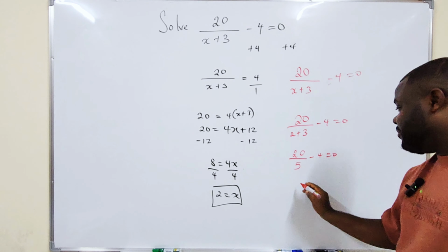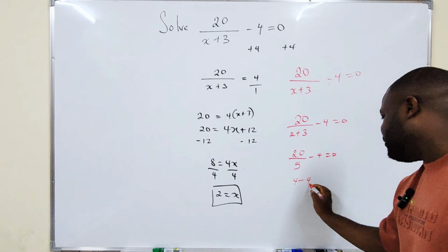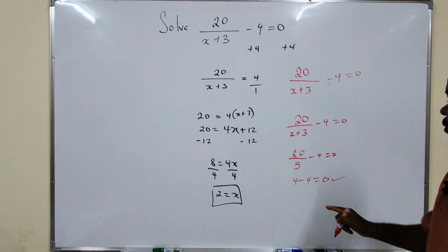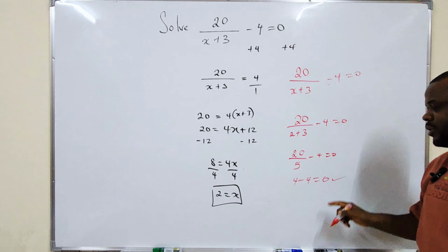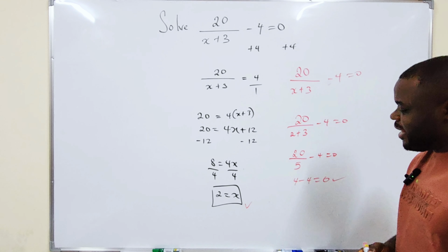So 20 divided by 5 is 4. 4 minus 4, of course, is equal to 0. So 4 minus 4 equals 0. That means that our answer is correct.